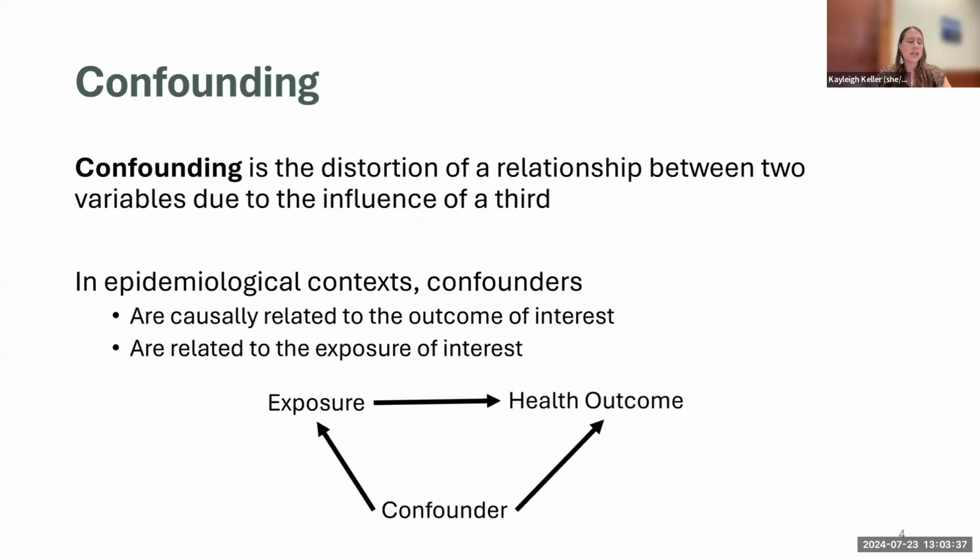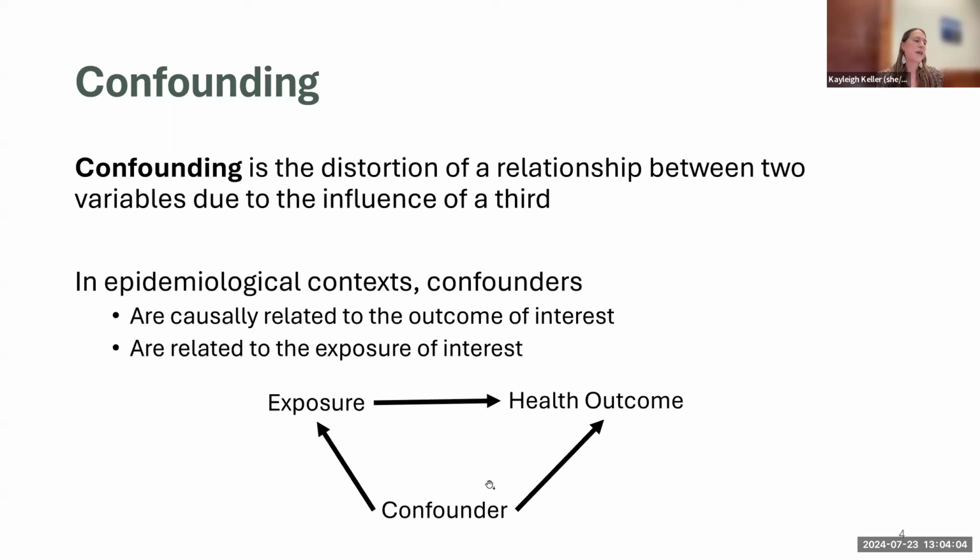So to get started with confounding in general. Confounding is the distortion of a relationship between two variables due to the influence of a third. There are various different ways it can be defined technically, but I like to think about confounding in terms of this diagram here at the bottom, where we're interested in this relationship between an exposure here and a health outcome. So we want to estimate this arrow and understand, quantify what's this relationship here.